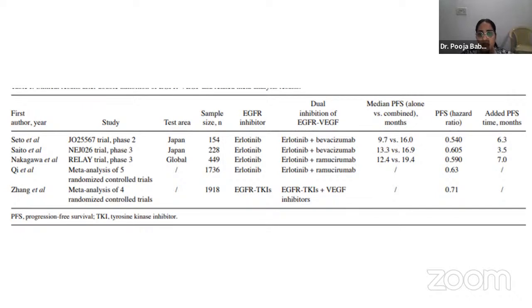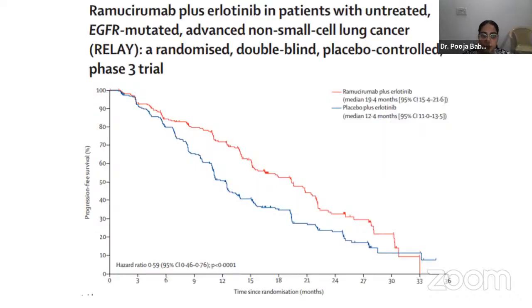The next combination of first generation TKI is with the anti-VEGF therapy. So we have erlotinib plus ramucirumab, which is the RELAY trial. And we have erlotinib plus bevacizumab, in which we have a Japanese trial, and NEJ-026. And we have seen in both the trials, there was a benefit in progression-free survival.